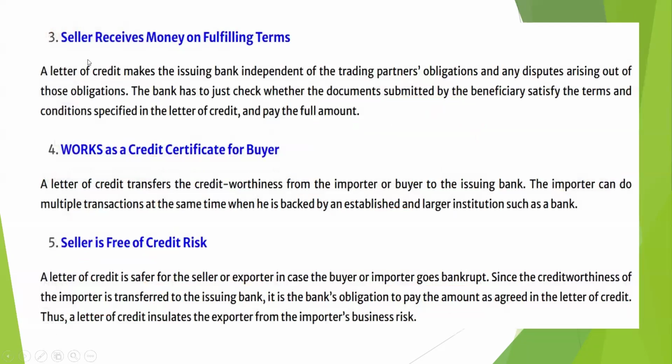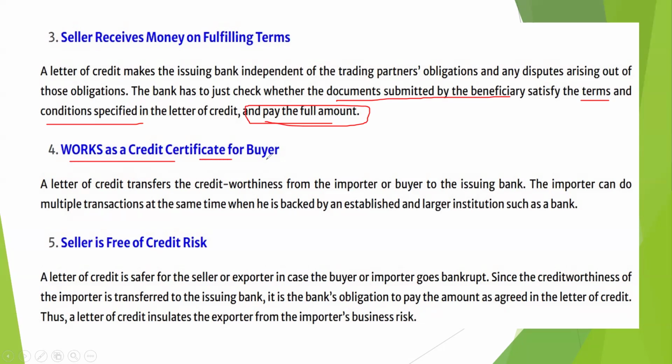So third is that the seller receives money on fulfilling the terms. A letter of credit makes the issuing bank independent of the trading partners' obligations and any dispute arising out of those obligations. The bank has to just check whether documents submitted by the beneficiary satisfy the terms and conditions specified in the letter of credit and pay the full amount. So friends, what will the bank do? The bank will look at the documents, and if the documents submitted by the beneficiary comply with the terms and conditions, then the bank will be making the payment.